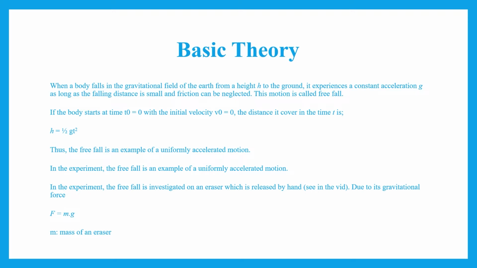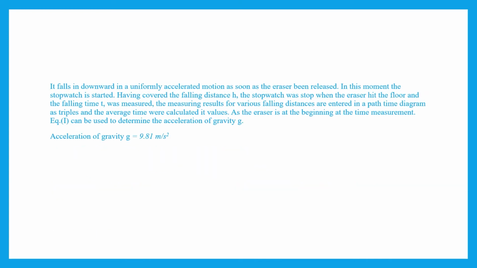In the experiment, the free fall is investigated on an eraser which is released by hand due to its gravitational force F equals m times g, where m is the mass of the eraser. Its fall downwards is a uniformly accelerated motion as soon as the eraser is released. At this moment, the stopwatch is started.